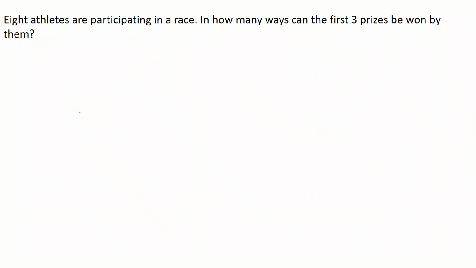8 athletes are participating in a race. In how many ways can the first 3 prizes be won by them? Okay, so they're saying that there are 8 athletes in all. Assume that there are 8 athletes. This is the first athlete, second athlete, and so on up till 8 athletes, and there are 3 prizes. This is prize 1, prize 2 and prize 3.